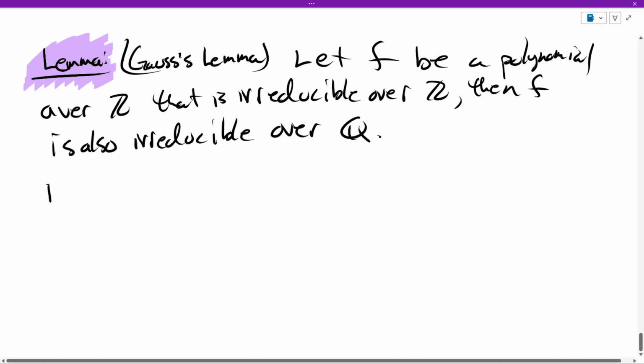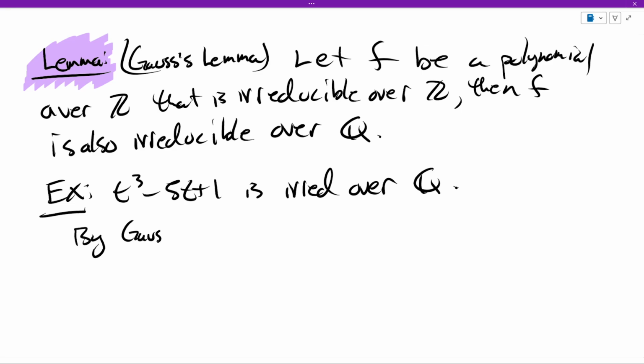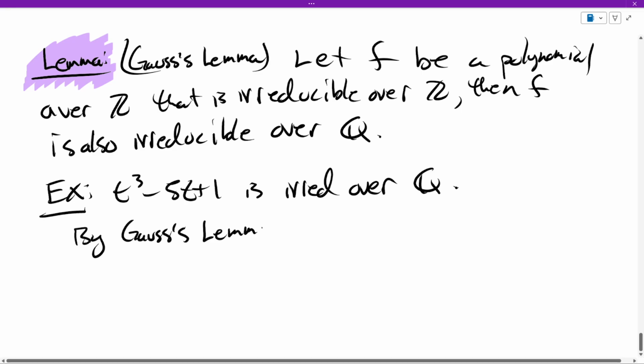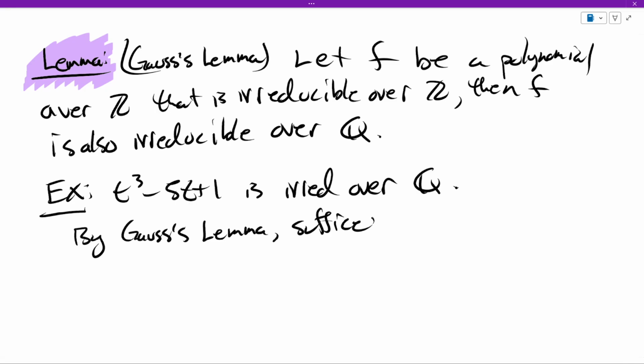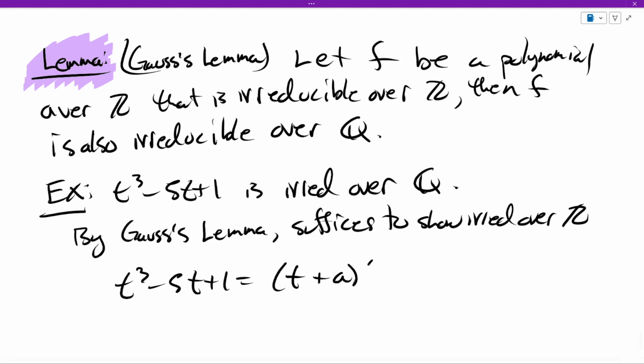As an example, t cubed minus 5t plus 1 is irreducible over Q. And the reason is that by Gauss's lemma, which we're going to prove, it suffices to show it is irreducible over Z. So what can we do? Well, we can try to factor it over Z: t plus a, and then t squared plus bt plus c.